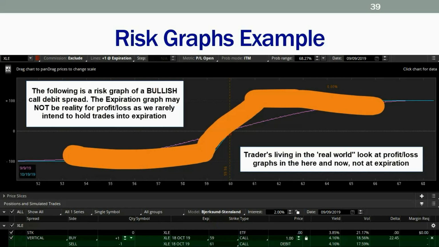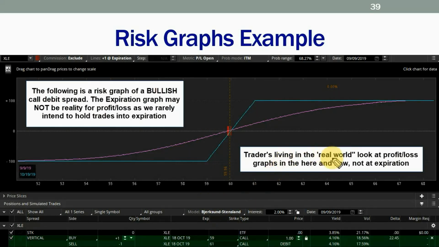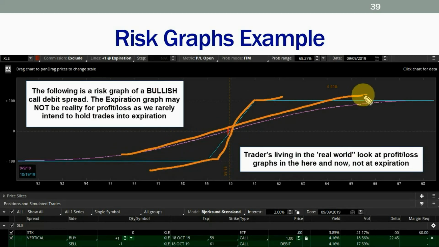That ain't reality. At least it's not your reality, because traders living in the real world have to look at profit and loss graphs in the here and now, not at expiration. This is what we term the at-expiration risk graph. The softer line, yeah, that baby's real. So the following risk graph is bullish. It's the spread that we've been looking at in the XLA. It's a bullish in-out spread.